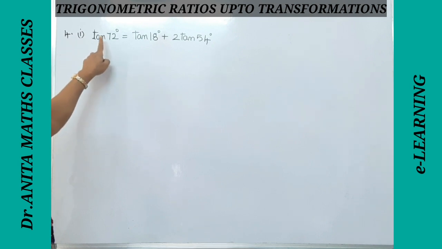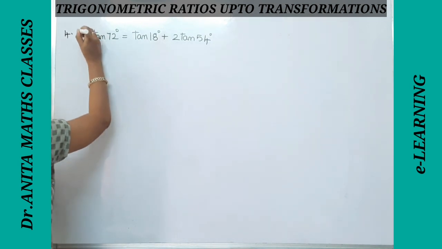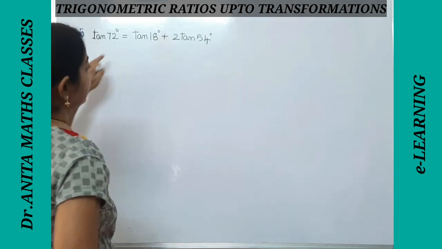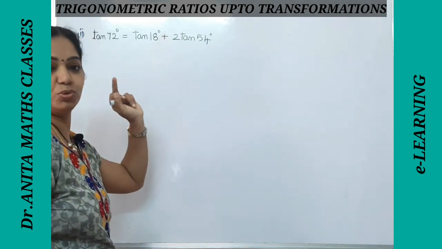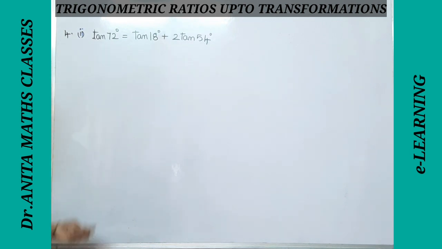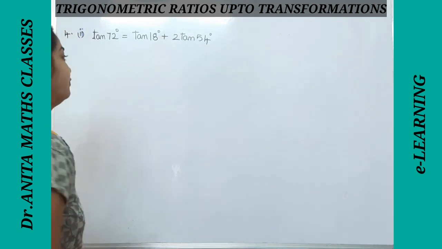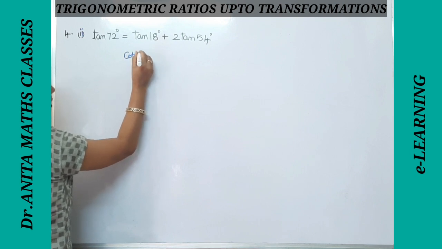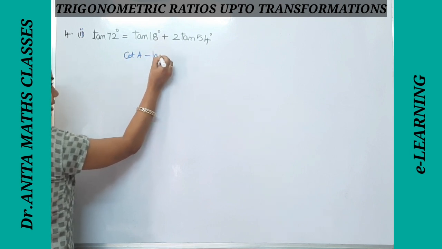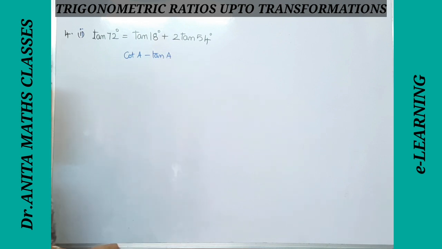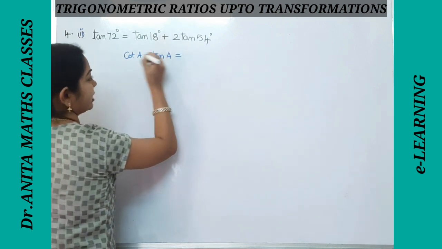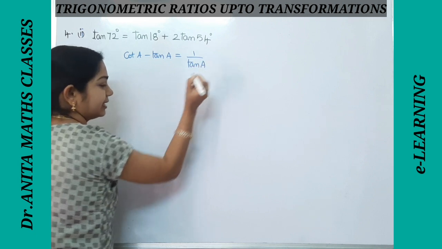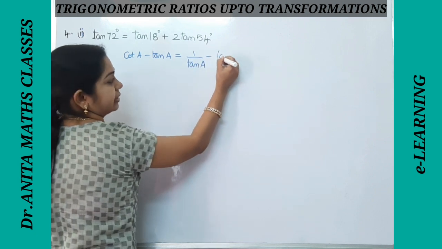Now, the second problem, not the first one. Here, tan 72 degrees is equal to tan 18 plus 2 tan 54 degrees. We have to solve this. For this, I'll start with cot A minus tan A. I can write cot A as the reciprocal of tan, so 1 by tan A minus tan A.